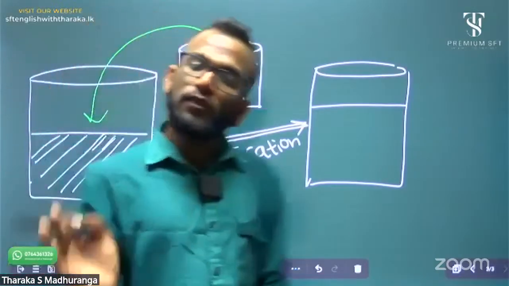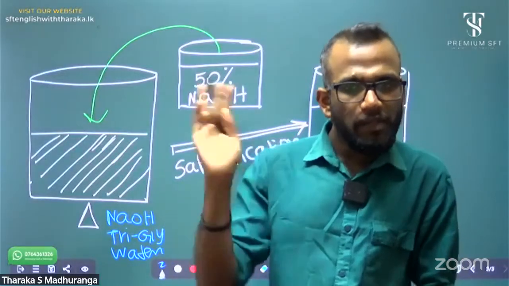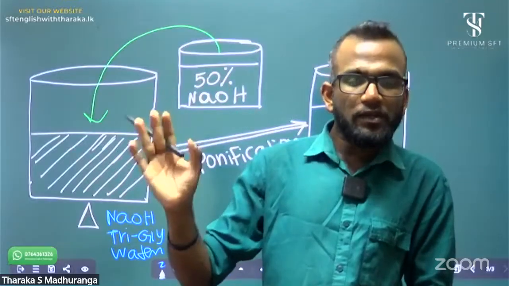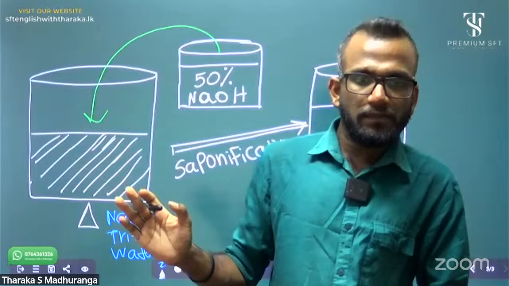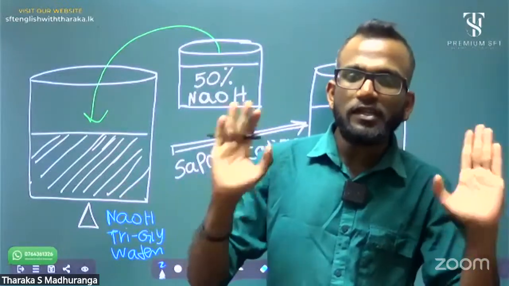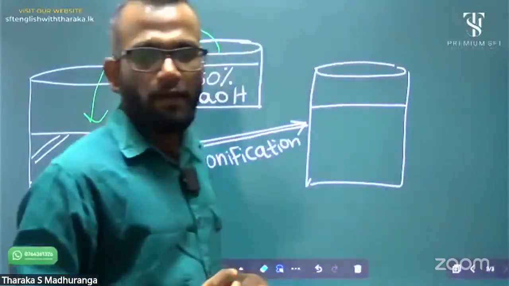Okay, that's before saponification. Tanya, tell me what is produced after saponification. Now the saponification reaction is done. Then what is produced? Quickly.